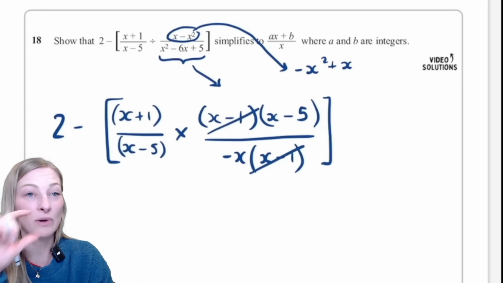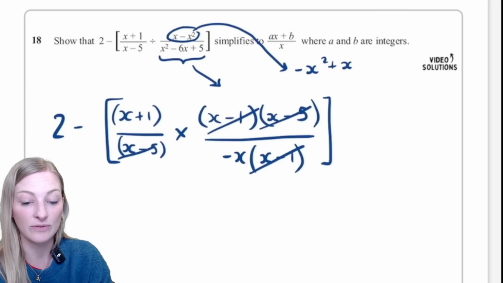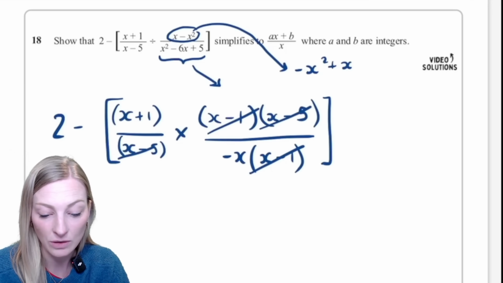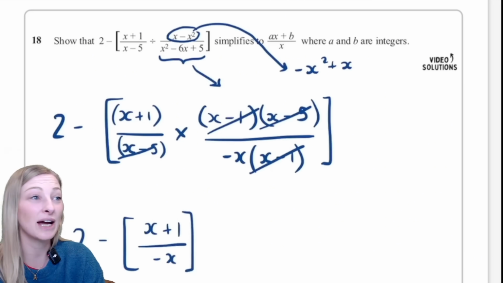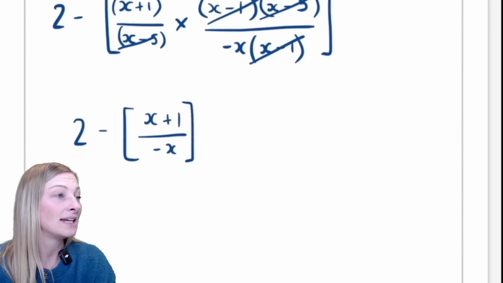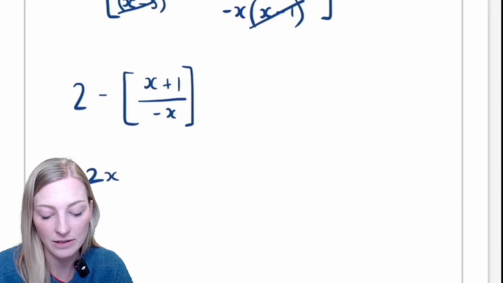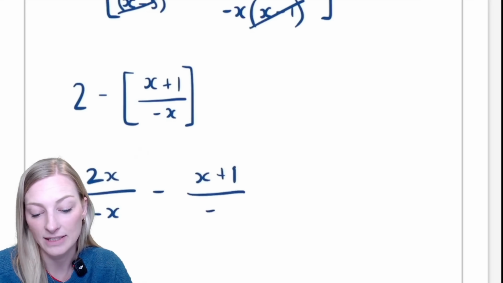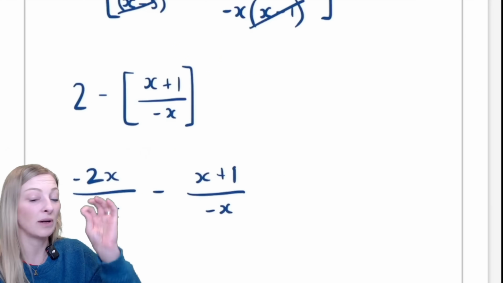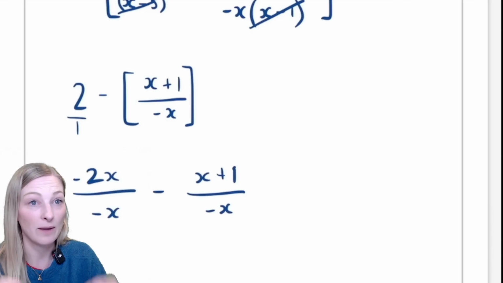And because this is multiplying, I can just treat it as one big numerator and one big denominator. So I can divide by x minus 5 as well. And we're left with 2 minus x add 1 over minus x. Now, to be able to subtract these fractions, our denominators need to be the same. So I'm going to make this 2, so minus 2x over minus x add 1 over minus x. And to do that, all I've done is I've multiplied the top and the bottom of this fraction by minus x. Now they're both out of minus x.